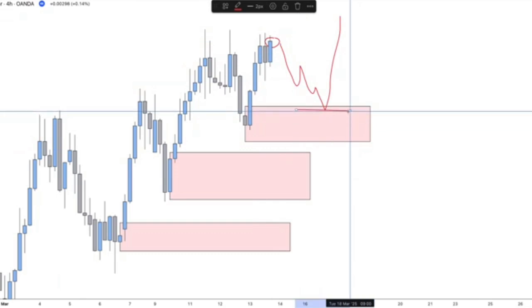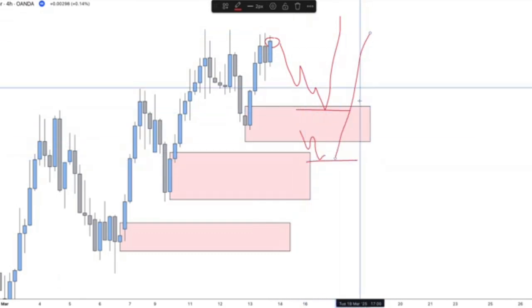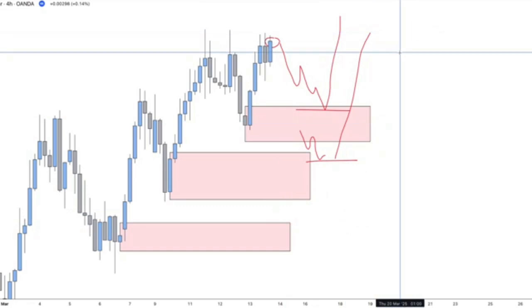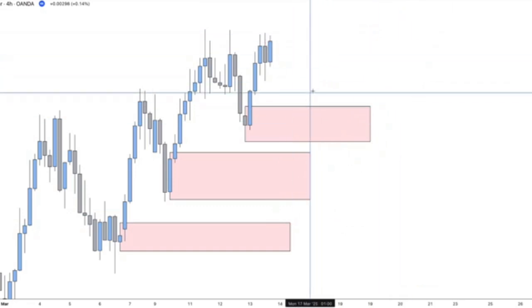Would you use zone number 1? Would you use zone number 2? Or would you wait for a fill of zone number 3 for making your buys? Well, let's go through this from top down.